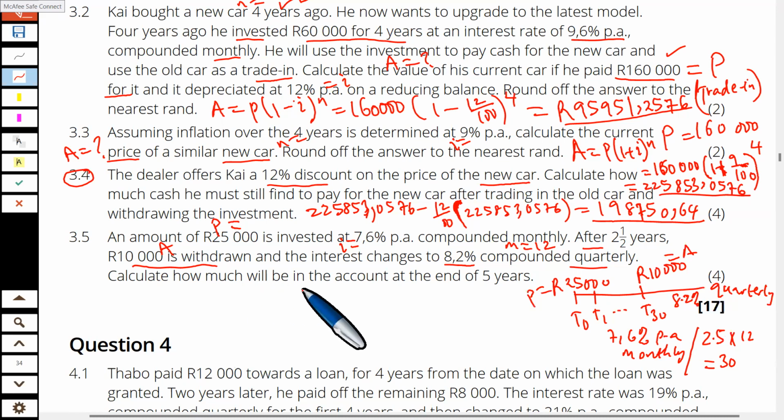Calculate how much would be in the account at the end of 5 years. So it means, at the end of 5 years, how much is going to be in the account? It's quarterly, 2.5 years here, and now you are supposed to go up to 5 years. What are you going to add? You're going to add another 2.5 years. But how many quarters are those?